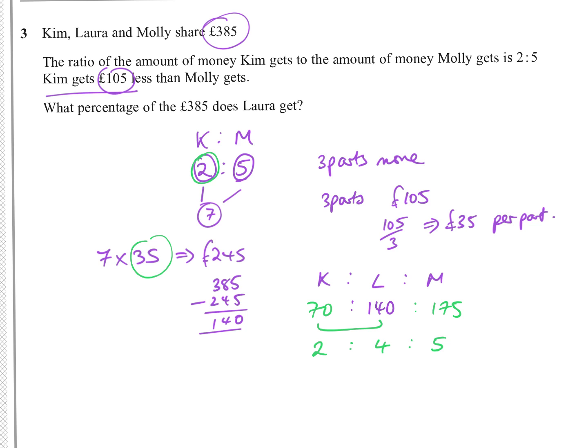to 5. Now we've got to work out what percentage of the 385 does Laura get. So we didn't need to put these in their lowest terms. What we can do is just say, well, she had £140 out of the 385, and if you do 140 divided by 385, then you would get 0.36 recurring, and as a percentage you just times that by 100, so it had 36.36 recurring percent.